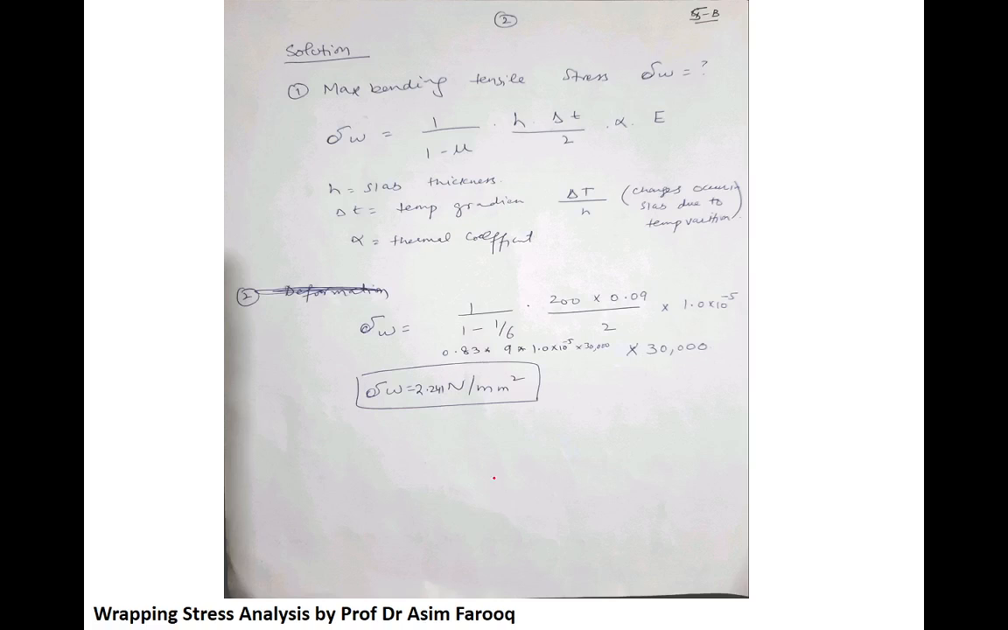As you can see here, the first task is to determine the maximum bending tensile stresses. For that we have a formula: sigma w is equal to 1 by mu into h into delta t divided by 2, multiplied by alpha and E. What is h? H is the slab thickness, delta t is the temperature gradient, which is the change that occurs in the slab due to temperature variation, alpha is the thermal coefficient, and E is the Young modulus of that specific layer. When we put in all those values, we get a very simple solution: sigma w is almost equal to 2.3 Newton per mm square.